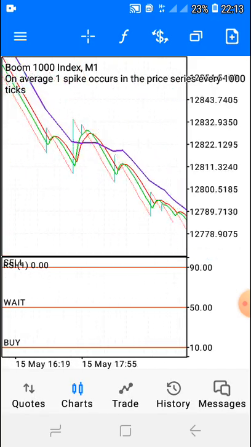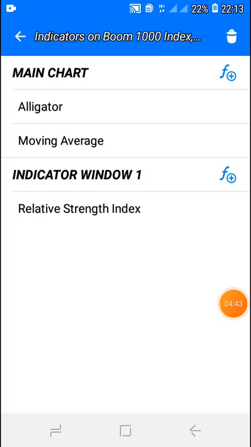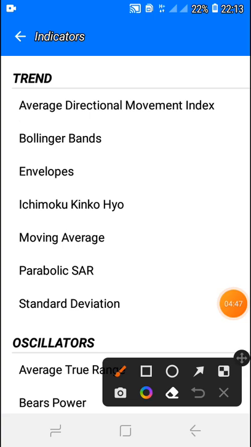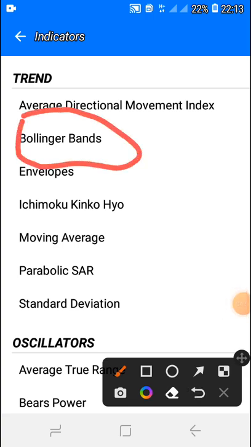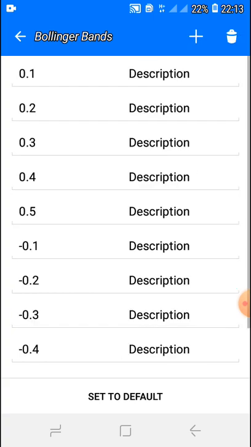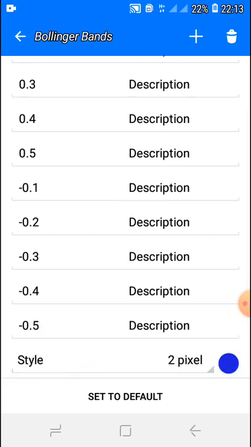After that, you want to click on the F plus button again over here, and you're going to add this indicator, the Bollinger Bands. Once you're done adding your Bollinger Bands, make sure that your parameters are like this. The period should be 35, deviation 2.000, shift zero, apply to close. Your levels should be like this: 0.1, 0.2, 0.3, 0.4, 0.5, minus 0.1, minus 0.2, minus 0.3, minus 0.4, minus 0.5.